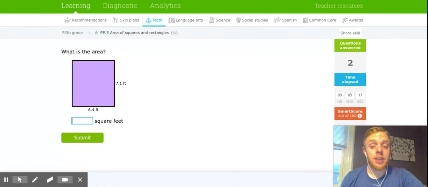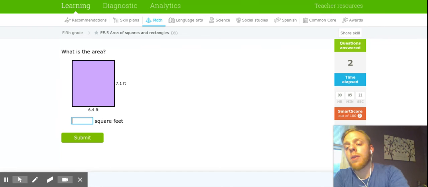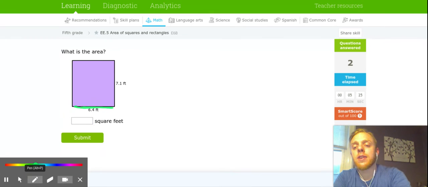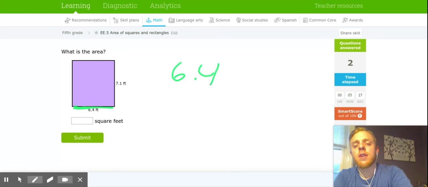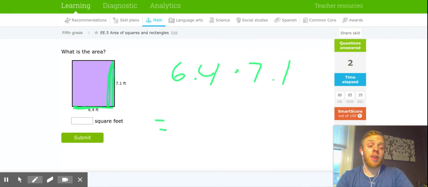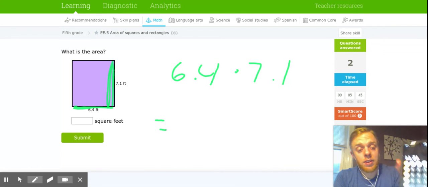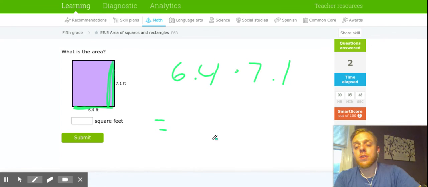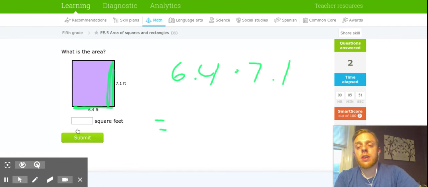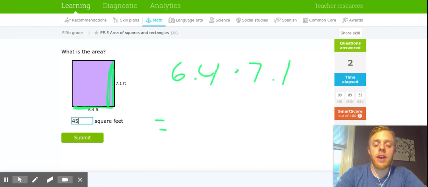So I have some decimals. This is where your calculator is going to be super helpful. So we're going to write our problem. I have a length of 6.4 being multiplied by a width of 7.1. Now, I'm a math teacher, and off the top of my head, I do not know what 6.4 times 7.1 is going to be. So I'm going to type 6.4 times 7.1 into my calculator and get 45.44. So I'm going to enter in 45.44.